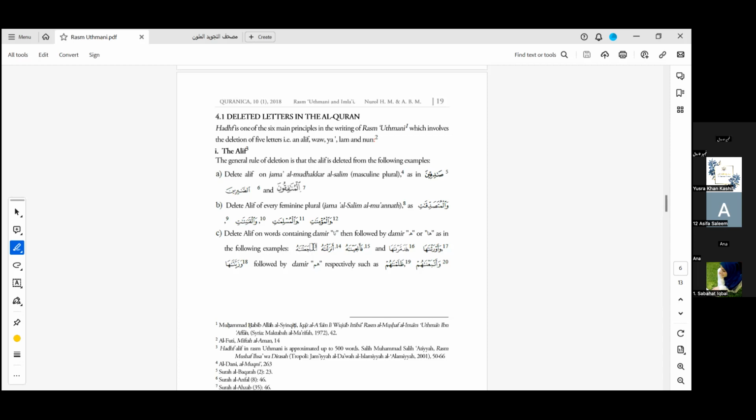Delete alif on words containing dhamir na, then followed by dhamir ha or ha, as in the following words. Now, if you say wa awrathnaha, you will see the noon with a little alif after it. There was originally no alif. Like in Rasm Uthmani, you do not see an alif after the na. That's the na mutakallim. It's called na dhamir. That na that does not have alif written after it has to have a ha after it as well.